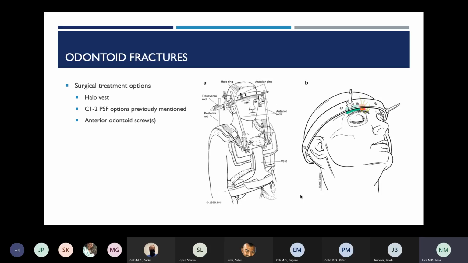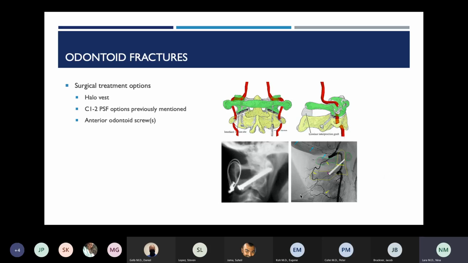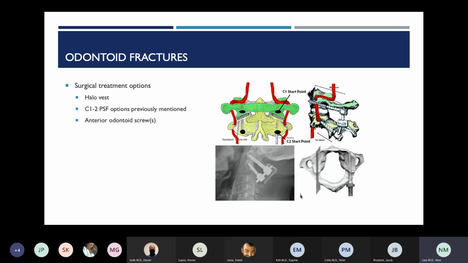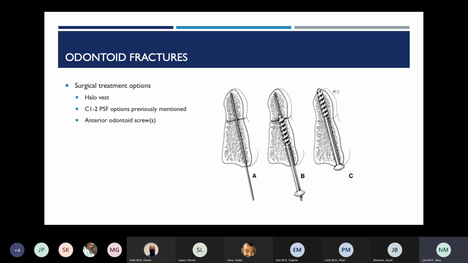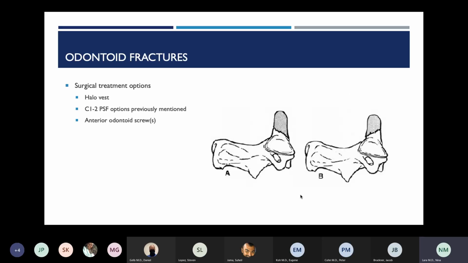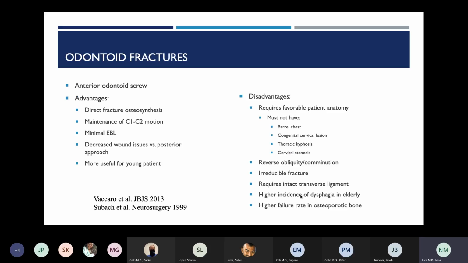Or you can also go anteriorly and do an anterior odontoid screw with 1 versus 2 screws. And we'll talk about that in a second. Show those there. That's the anterior approach if you're placing an odontoid screw. You want to be aware of the obliquity of the fracture here. You can see here, the first fracture is amenable to screw fixation versus the obliquity of the second, which is not. You're not going to get good compression through that fracture.